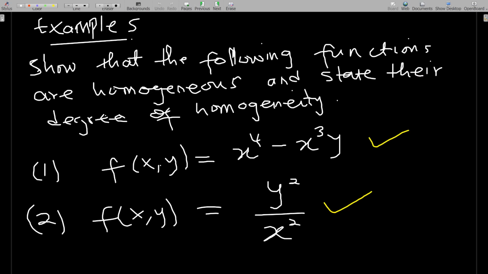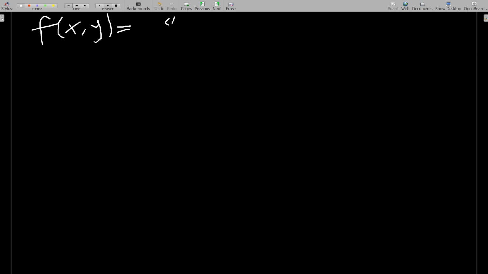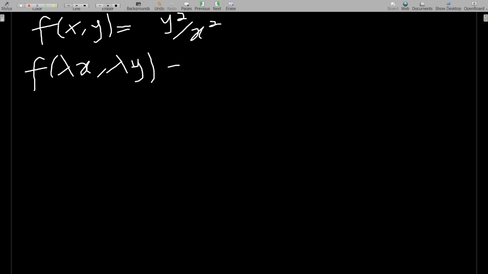Now the second one was f of x, y being equal to y squared over x squared. So here what you do is just simply, like we did, find f of lambda x, lambda y. That will be equal to, wherever you see y, you put lambda y there, and wherever you see x, you put lambda x there.